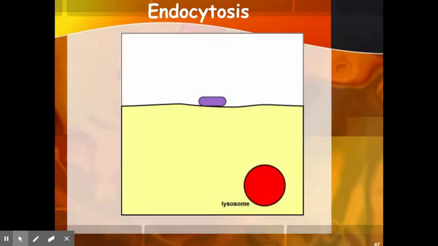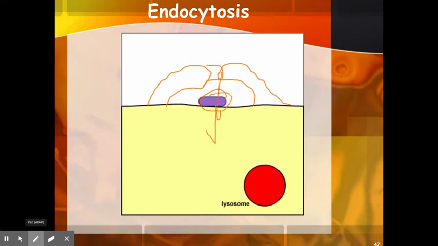Think of like a food vacuole. No, this doesn't work anymore. This used to be an animation. But endocytosis, this cell membrane would go out like this and out like this and eventually come together and bring this molecule in. Okay, so it's bringing it into the cell there.